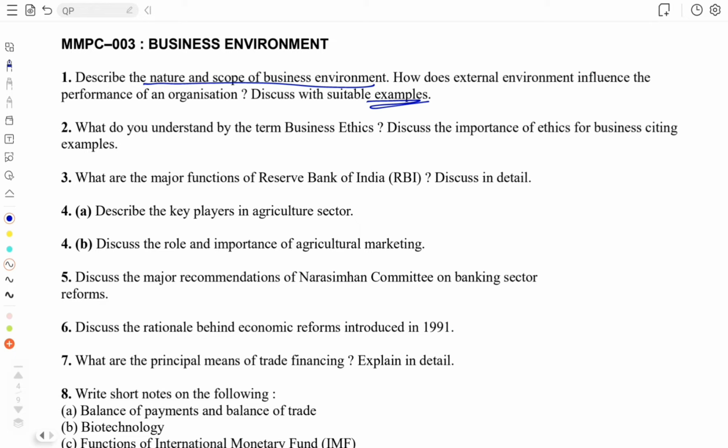So what is the nature of a business environment? It is dynamic, uncertain, very complex, relative and interrelated. What is the scope of it? Scope includes all the internal and external, macro, micro, controllable, uncontrollable, specific and general factors. So business environment, you can say, is the aggregate of all the conditions, events and influences that surround as well as affect a business.